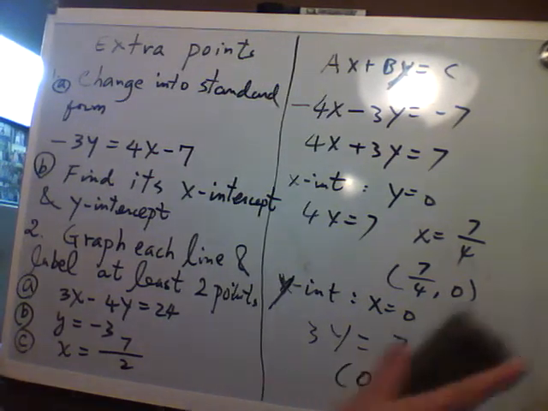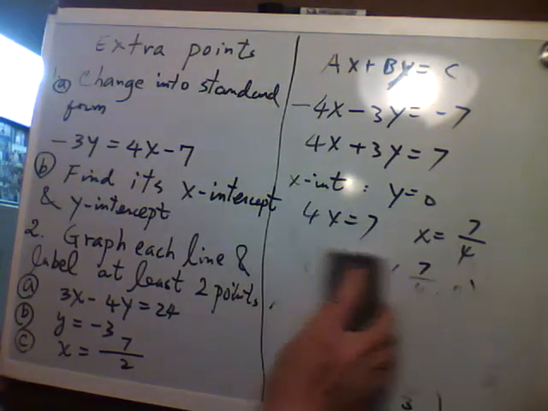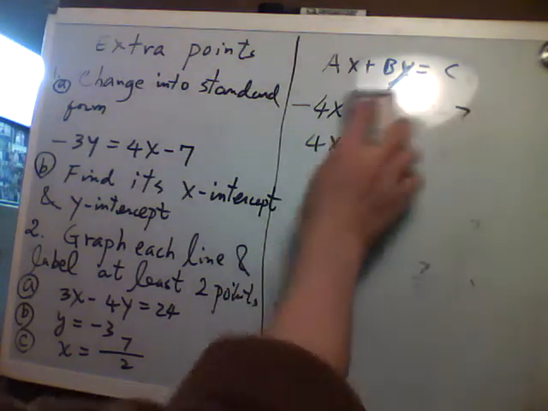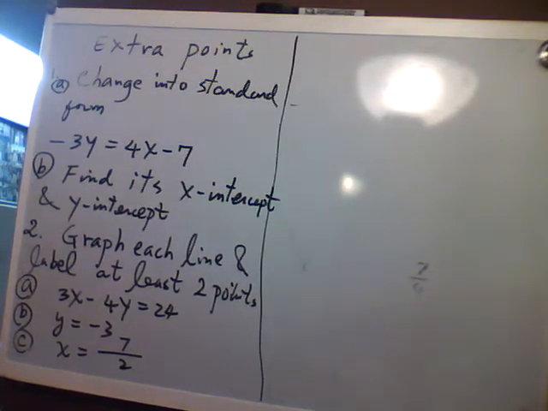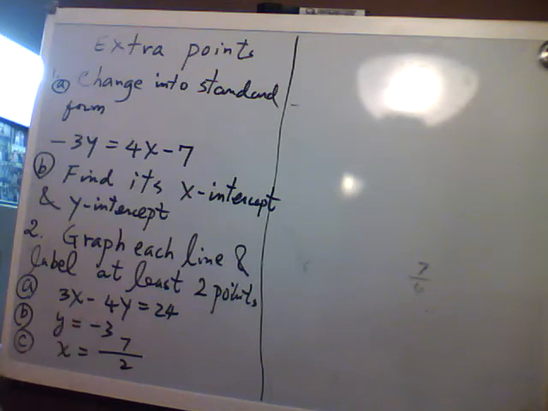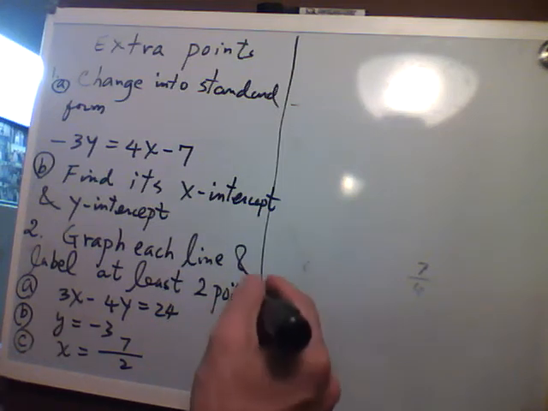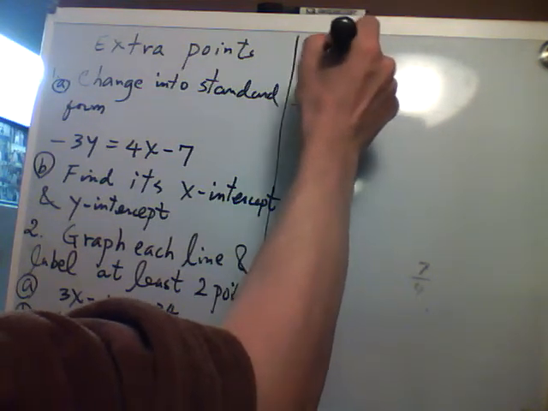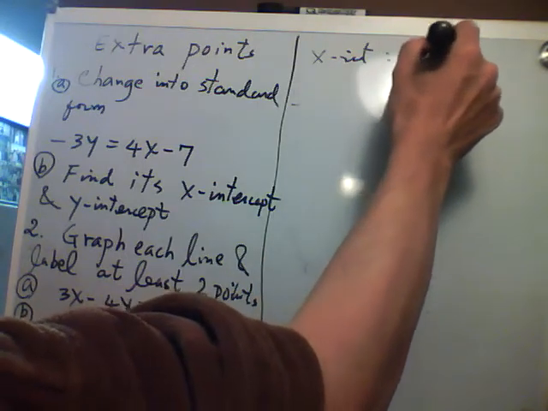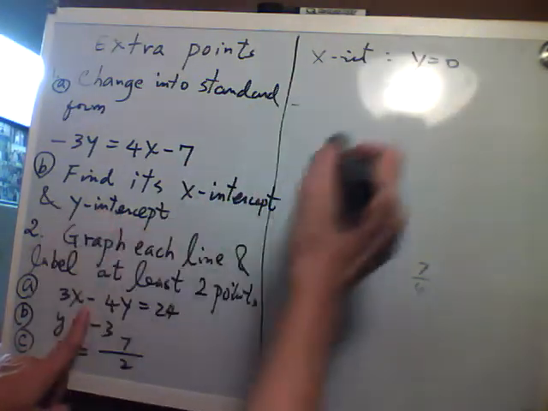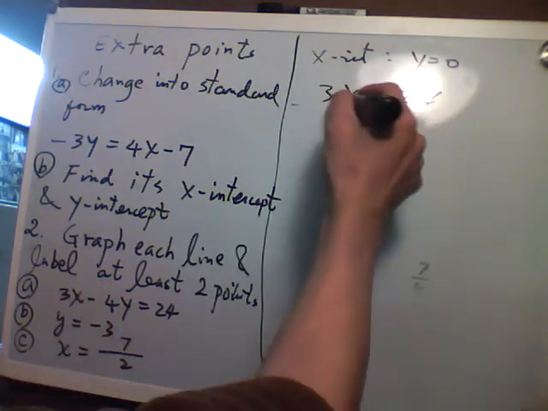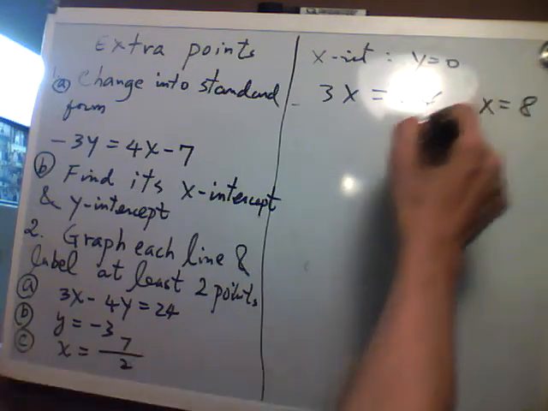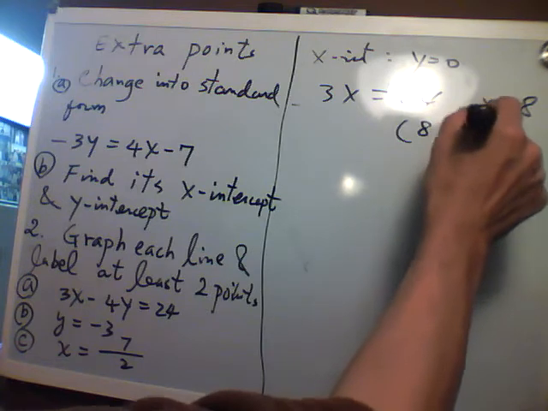So let's do the number 2 problem. Graph the following three lines. It doesn't say which method to use, but it's better to use the intercept method. You don't want to do it the hard way. For the x-intercept, y equals 0. In number 2a, 3x equals 24, because the y term is 0 here. You divide by 3, so x equals 8. You write it like this: 8, 0.